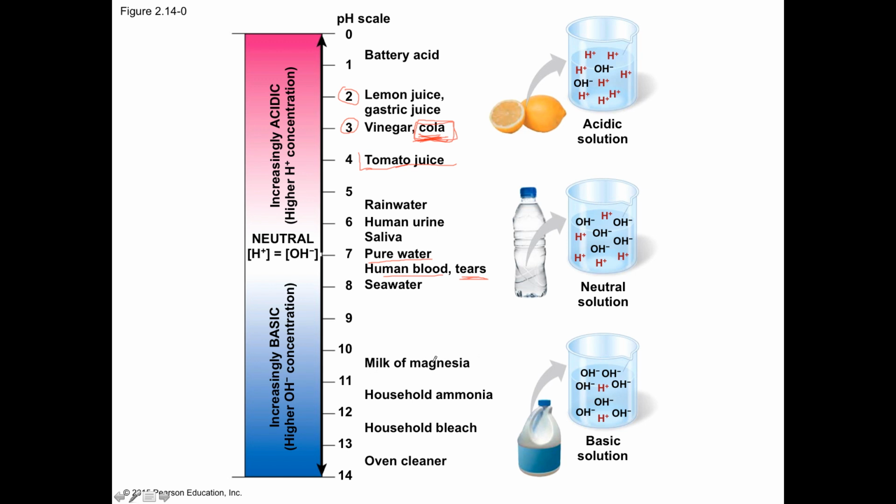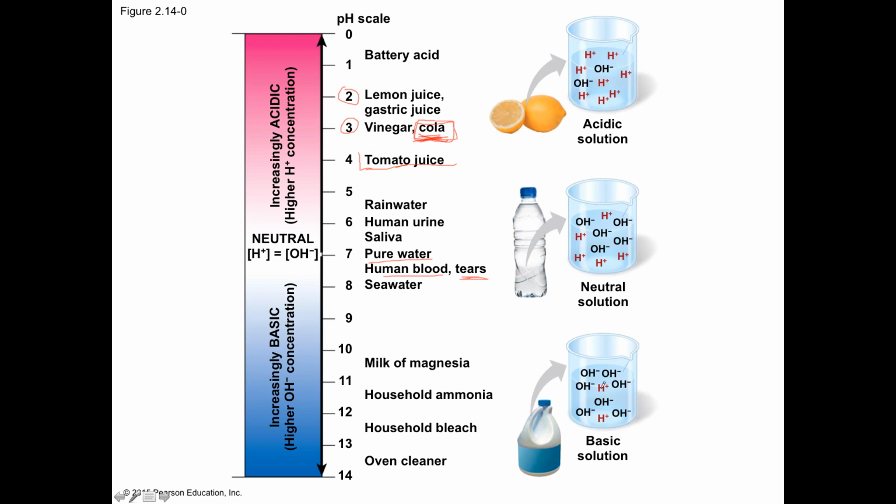A lot of people drink milk of magnesia when they've had a lot of acid. So if you have the acid and you mix it with the base, you get something kind of neutral. Household bleach, very, very basic. Household ammonia, also very basic. Oven cleaner, very, very basic.